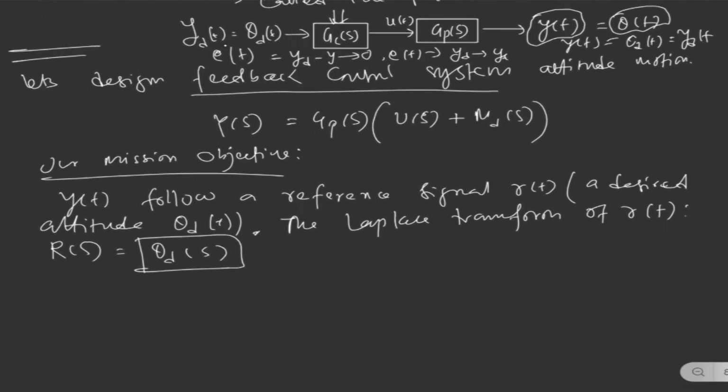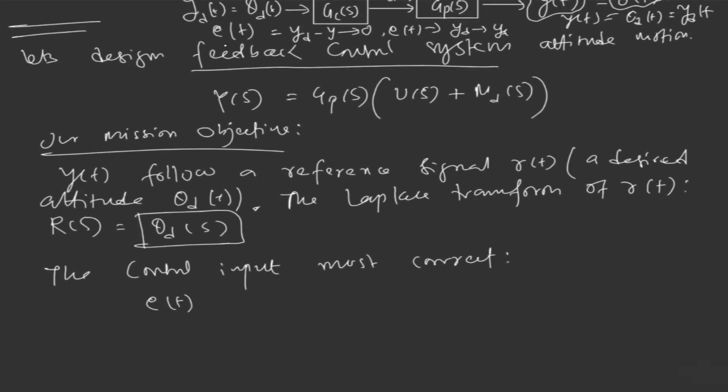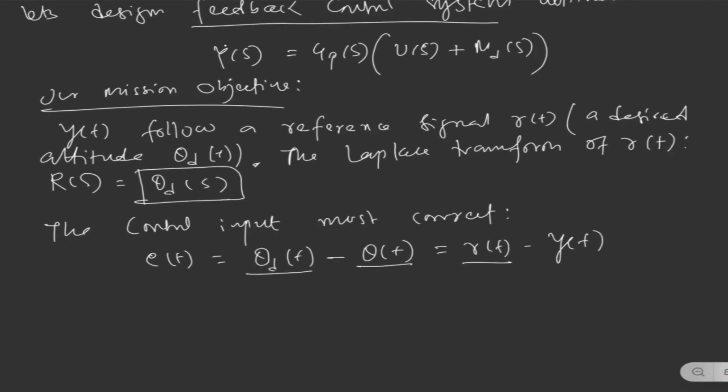So our control input must correct the error e(t) equal to theta_d(t) minus theta(t), which is nothing but R(t) minus Y(t), because theta(t) we denoted as y(t), and theta_d(t) we denoted as R(t). So the objective is e(t) tends to 0 as t tends to infinity.